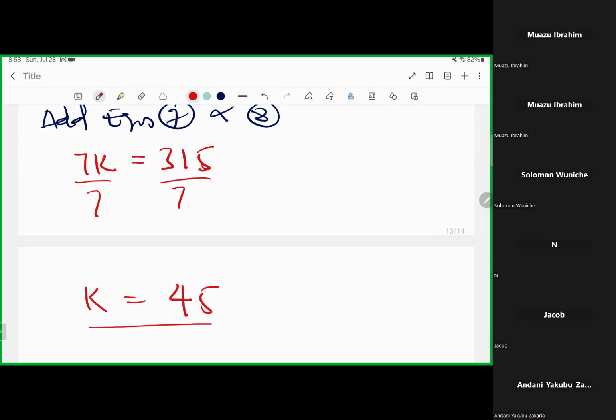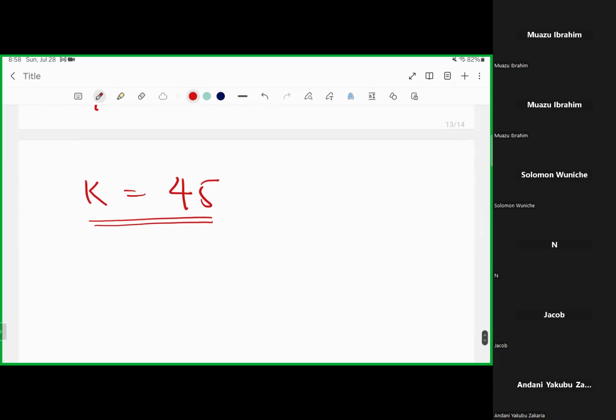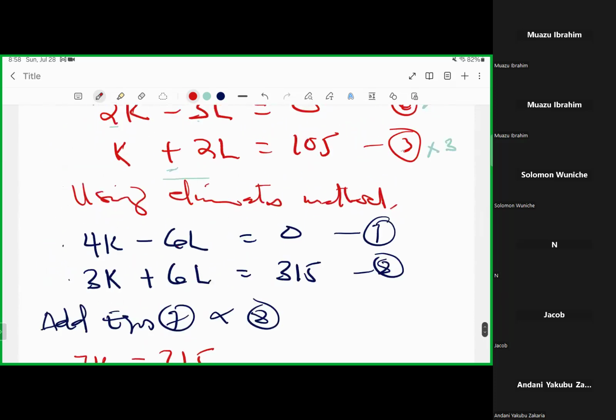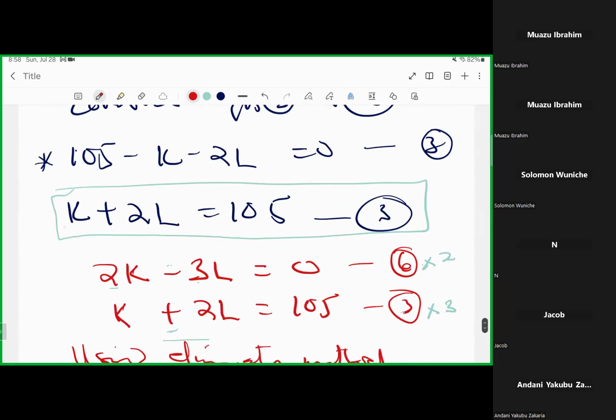K would be equal to 45, which means that OverB as a company should employ 45 units of capital. So what about labor? We can put this into the budget function. Anywhere here we can solve for labor. So we can put it in the budget function to solve for labor, now that we have capital.